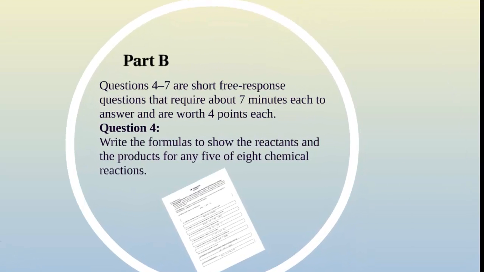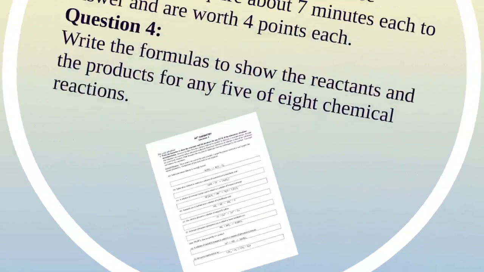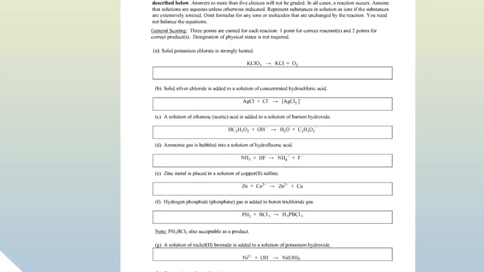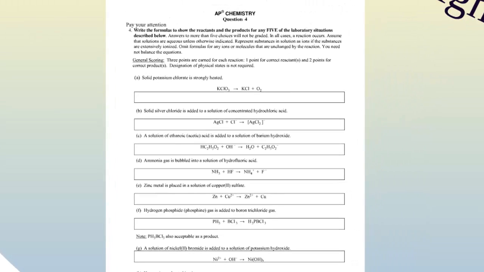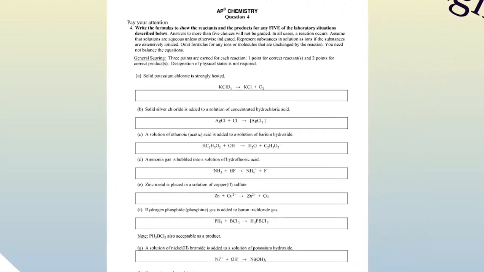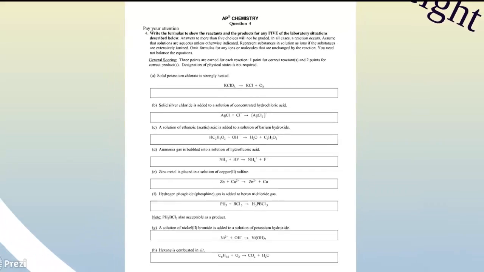Part B: questions 4, 5, 6, and 7, which are short free response questions that require about 7 minutes each to answer and are worth 4 points each. I'll show you one of the most common questions, usually the fourth one. It's about writing the formulas to show the reactants and the products for any 5 of 8 chemical reactions.